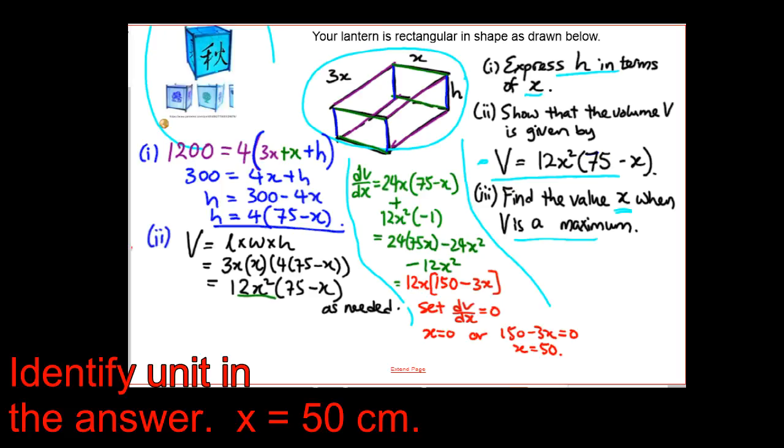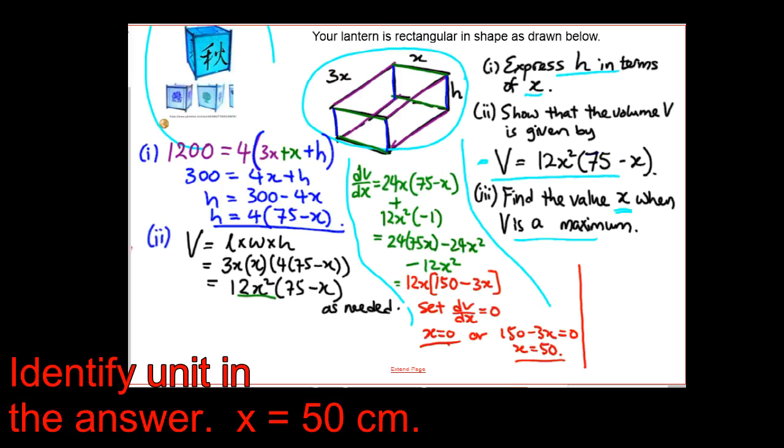So if x is 0, I'm basically not going to be able to construct a frame, so the volume here cannot be maximum. So the only answer is x equal to 50. Now, I can also verify this by doing the second derivative test. So I'm going to use this again.